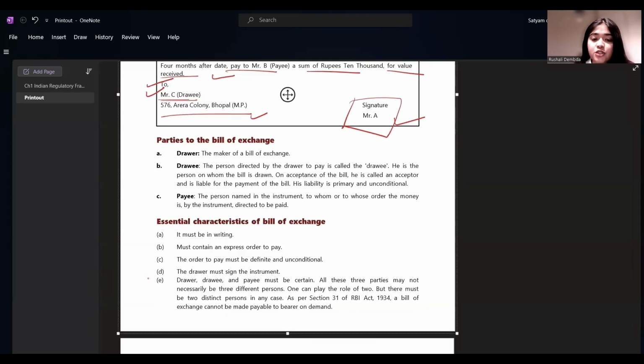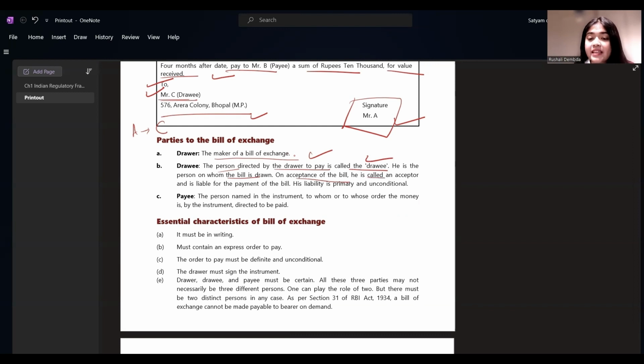Now, parties to a bill of exchange: first, the drawer, the maker of the bill of exchange. Drawee, the person directed by the drawer to pay, is called the drawee. He is the person on whom the bill is drawn. As in the previous example, A was going to give the bill to C. But C has instructed that you have to pay the amount to B, not me. C has instructed that you have to pay the amount to B.